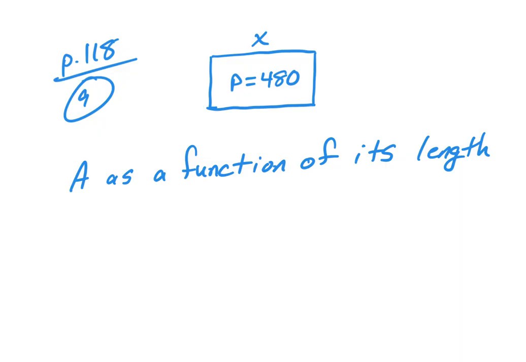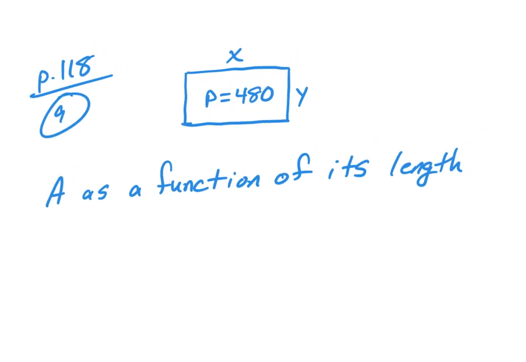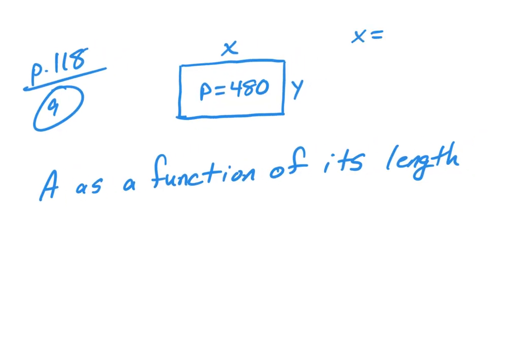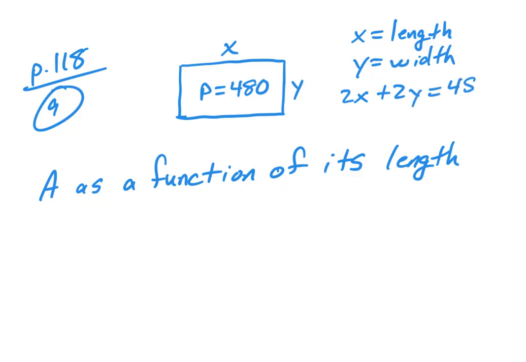So for this one here, I'm going to start with y. Y would be the easy one to use. If you want to use w, you can use w. It doesn't really matter what letter you use here. So I'm going to say x is the length, y is the width. We don't have any numbers for that, but what we do know is 2x plus 2y equals 480, because we have two lengths and two widths.